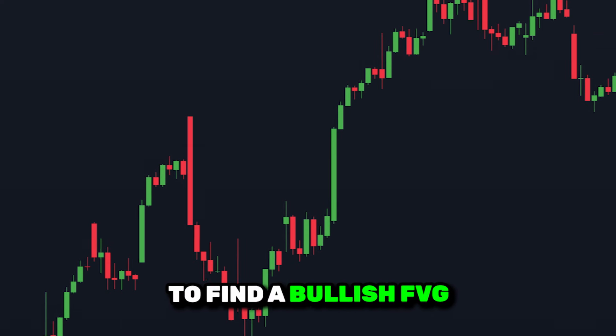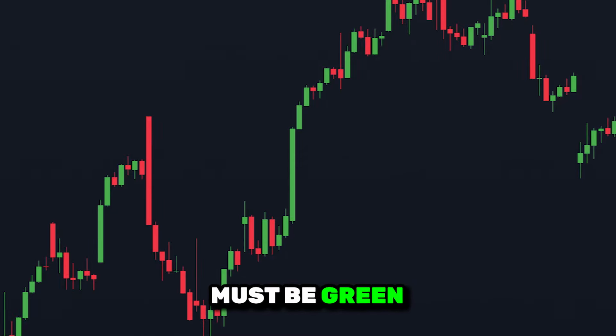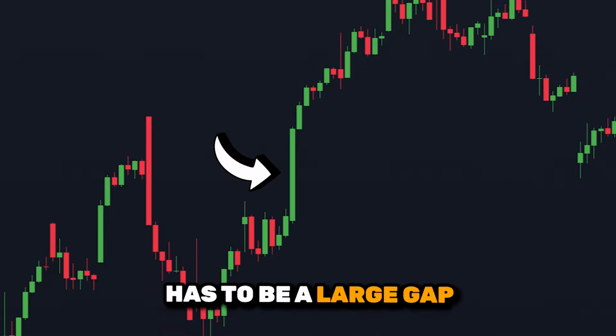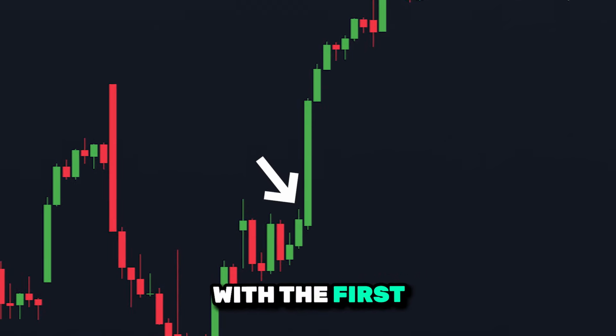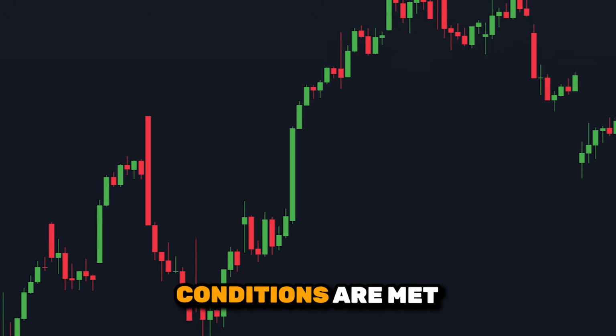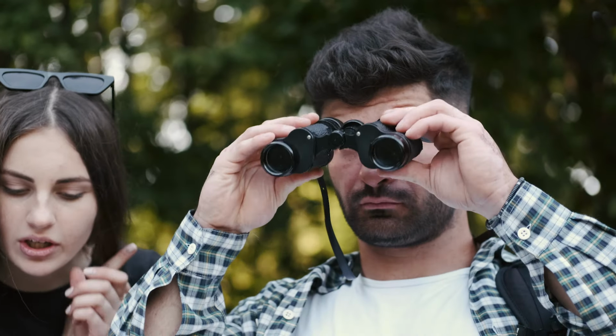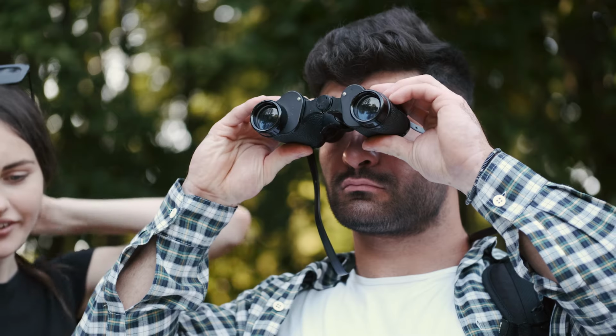To find a bullish FVG, look for this 3-candle pattern. All 3 of these candles must be green, and the middle candle has to be a large gap that doesn't overlap with the first candle's high or the third candle's low. If all these conditions are met, we can draw the FVG zone by connecting the first candle's high to the third candle's low. To spot a bearish FVG, look for the exact opposite conditions.